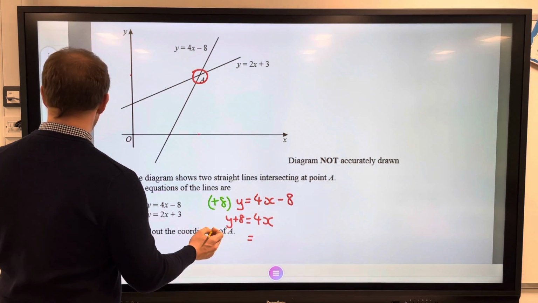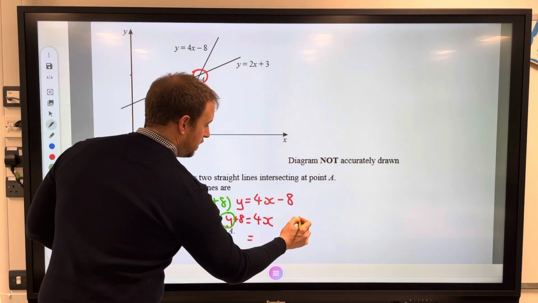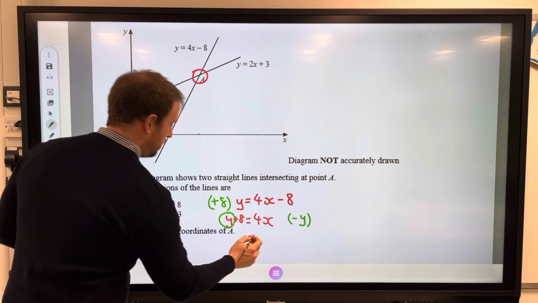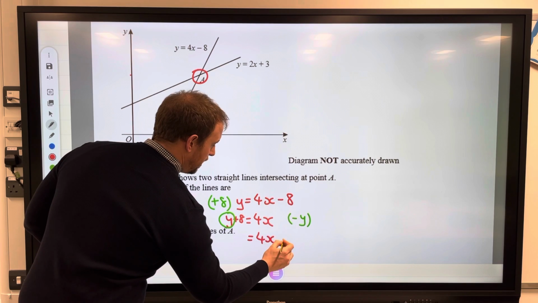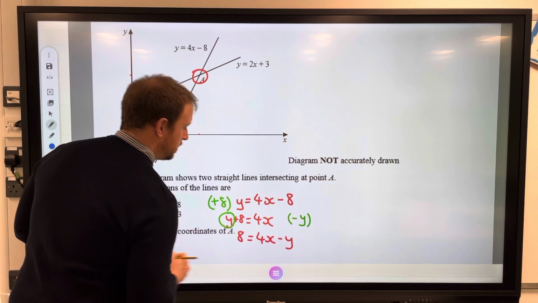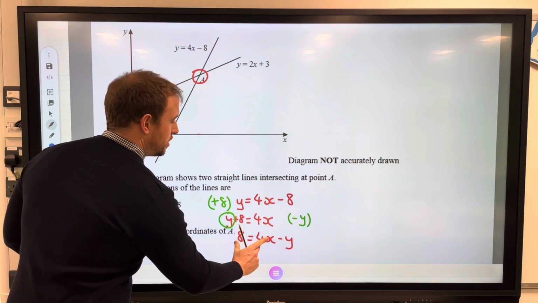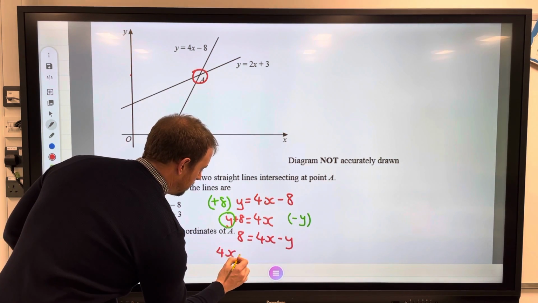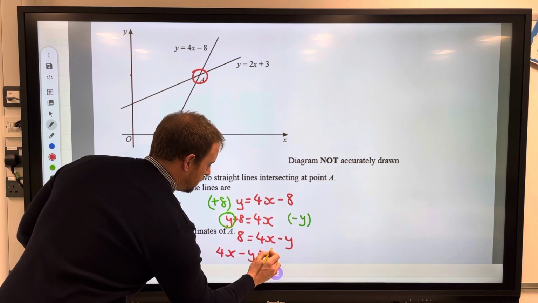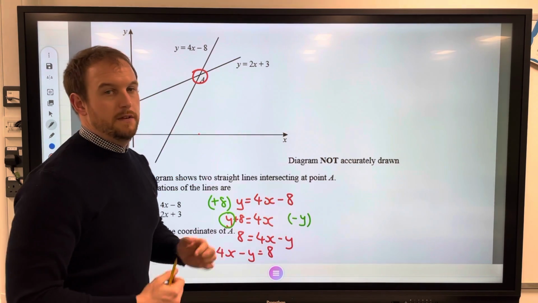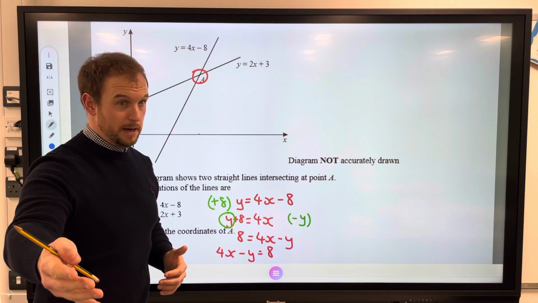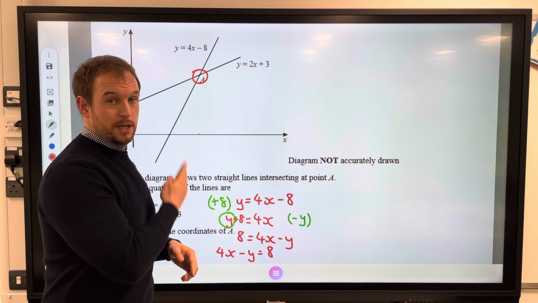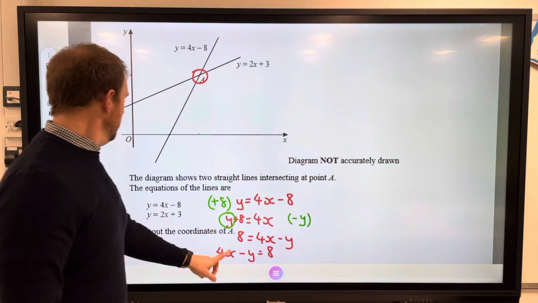Let's now eliminate the y to have it on this side. So we have 4x minus y equals 8. Now we can just switch this around to have 4x minus y equals 8. Now if you've seen the video of simultaneous equations algebraic method, this format makes a bit more sense. X, y, number. So that's the first one.